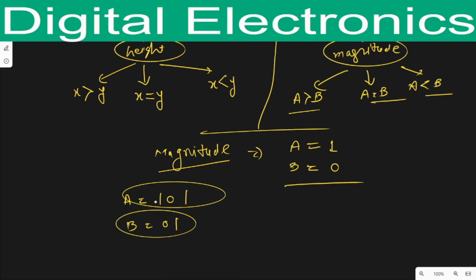So it means that the number of bits represents the magnitude. The number of bits in any number represents the magnitude. So on the basis of the number of bits, various types of magnitude comparator can be designed.